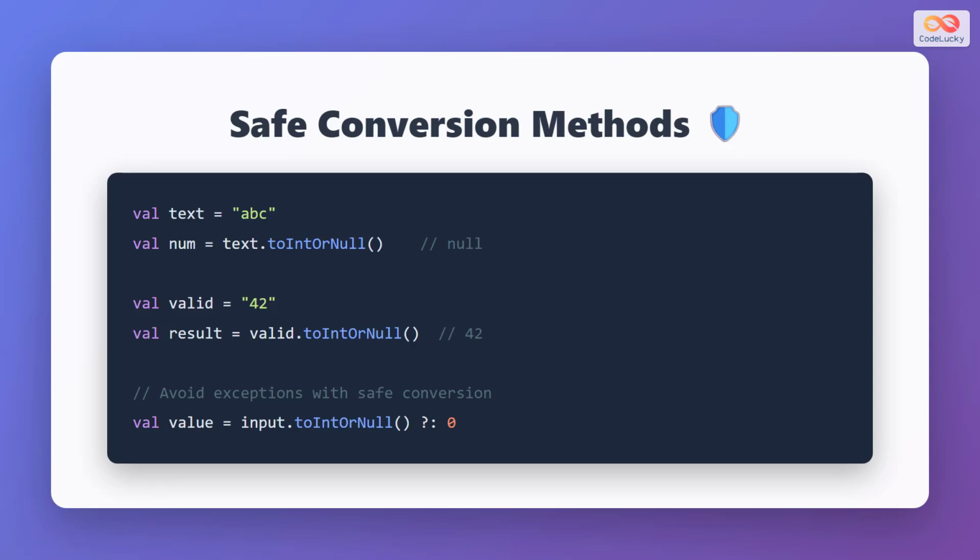Sometimes conversion can fail, especially when converting strings to numbers. If you try to convert the text ABC to an integer using toInt, it throws an exception. To handle this safely, Kotlin provides methods like toIntOrNull. When you call toIntOrNull on ABC, it returns null instead of crashing. If the string is valid like 42, it returns the number 42. A common pattern is to use the Elvis operator to provide a default value. For example, input.toIntOrNull() ?: 0 gives you 0 if the conversion fails.